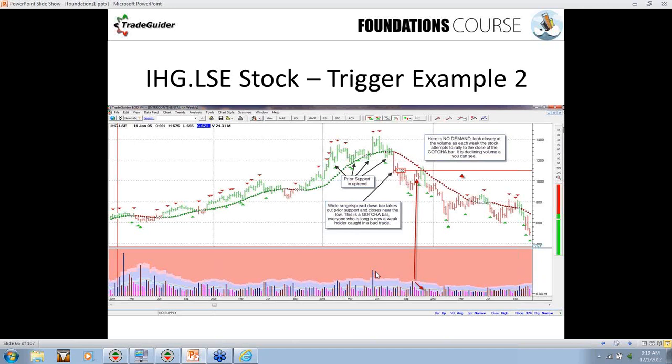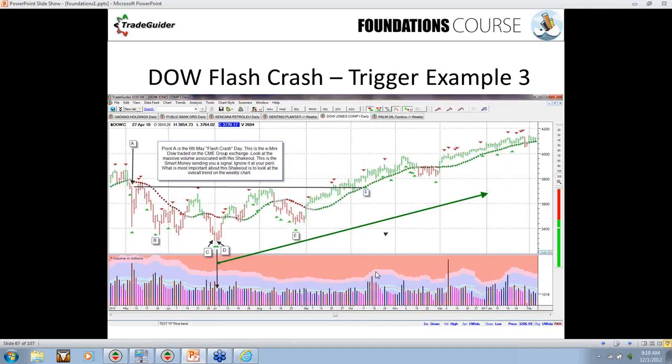Here we've got a slightly different setup. This is actually the flash crash, and you'll see that we've got at bar A the flash crash in the Dow. For those of you that don't know what the flash crash is, it was the biggest one-day fall in the S&P and the Dow. It was in fact a giant shakeout. Professional money were buying, not selling, believe it or not. They were buying into the market.